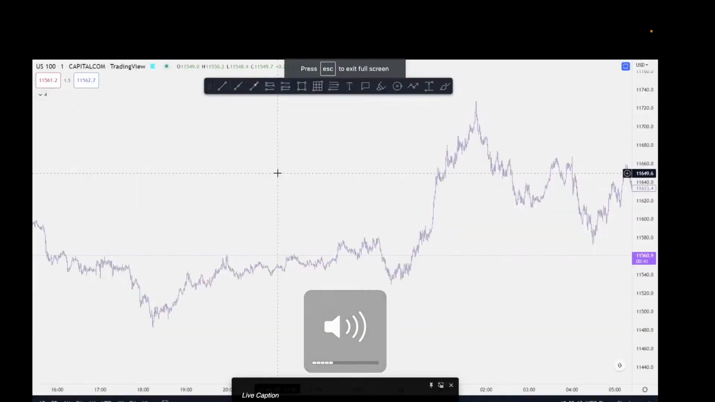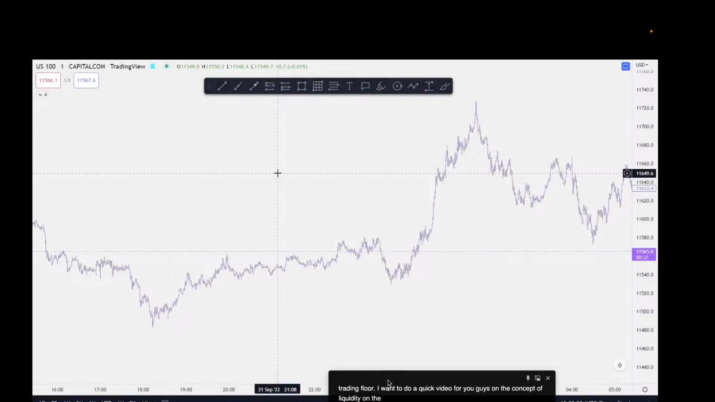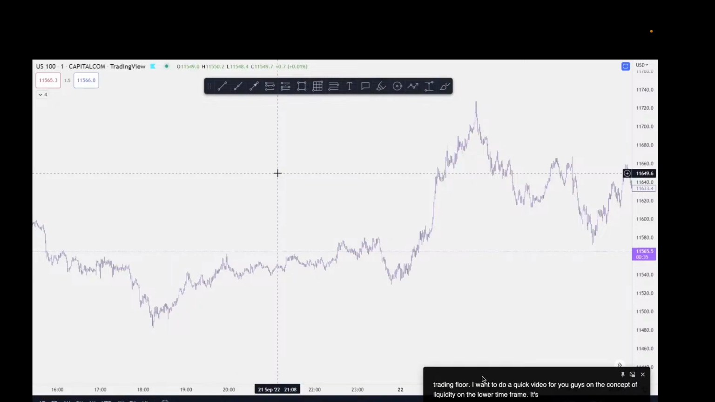I want to do a quick video for you guys on the concept of liquidity on the lower time frame. It's really not different than what's done on the higher time frame, but I want to show you real quick how I'm using it for targeting my take profits.